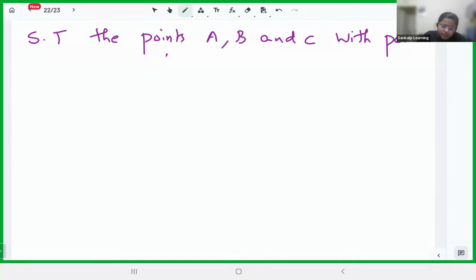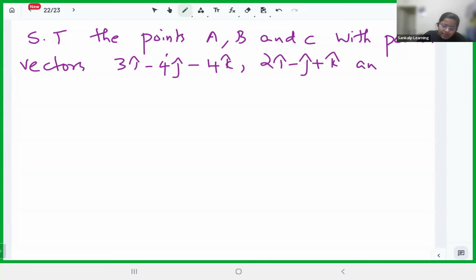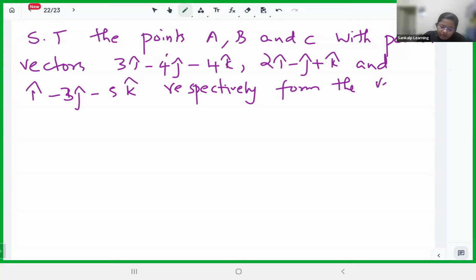Alright. Show that the points A, B and C with position vectors 3i minus 4j minus 4k, then 2i minus j plus k, and i minus 3j minus 5k respectively form the vertices of a right angled triangle. Okay, right angled triangle.